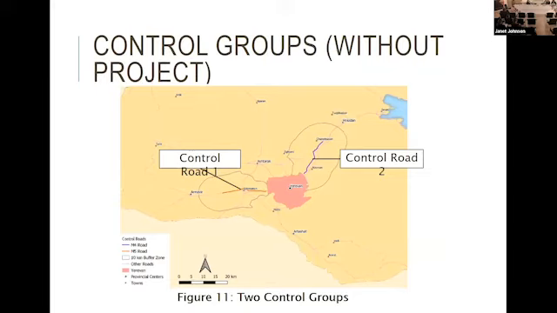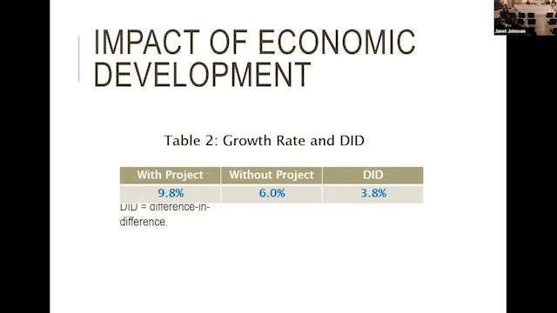The slide shows the control group for the DID analysis. It provides an appropriate counterfactual to estimate the causal effect. The annual growth rate of the project area was higher than the control group by 3.8%. It can be interpreted as an attribution of the project.